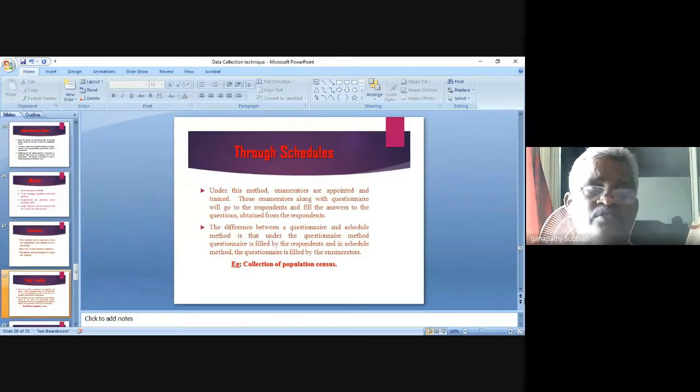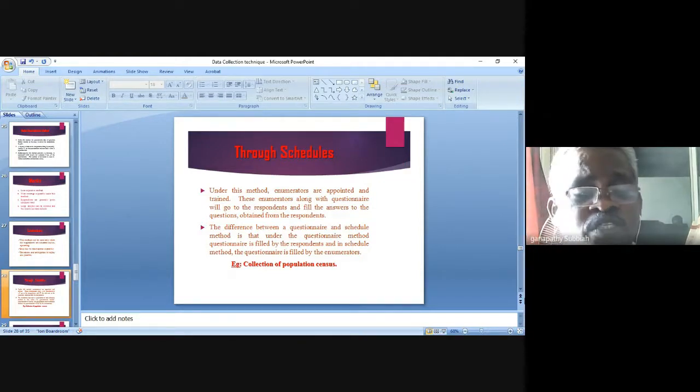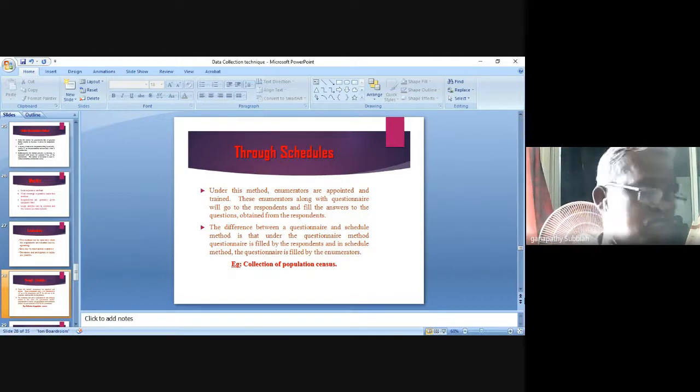Then, through interview schedules, under this method, the enumerators are appointed and trained. The enumerator is the researcher's representative. The enumerators go to the respondent with the questionnaire and fill in the answers to the questions obtained from the respondent. Under this method, the questionnaire is filled by the enumerators or researcher, not by the respondents.